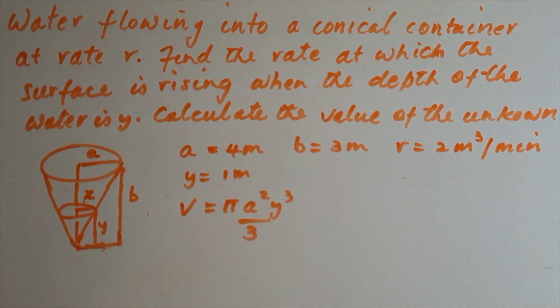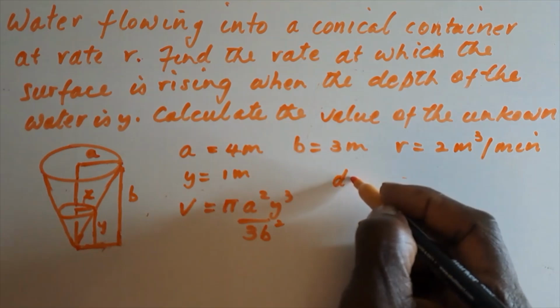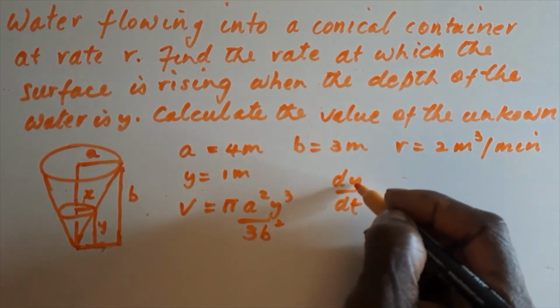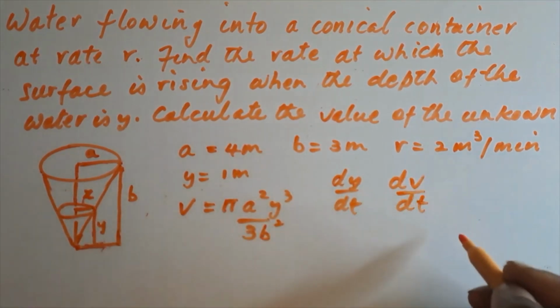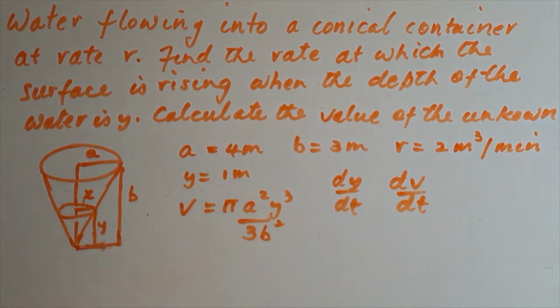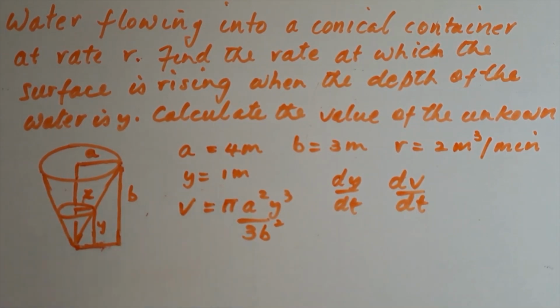Right, in part 2, we concluded with the volume expressed in terms of A, B, and Y. Now we also determine connections of dy/dt in our previous videos, and dV/dt, and other quantities. Now, if we differentiate this volume, we can find the rate at which this volume is changing.